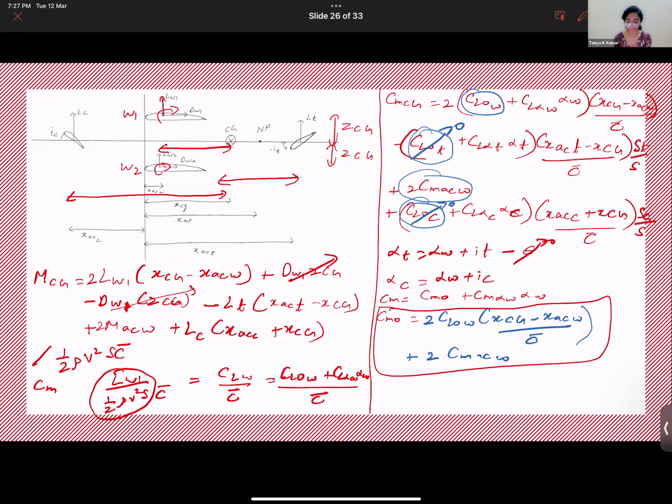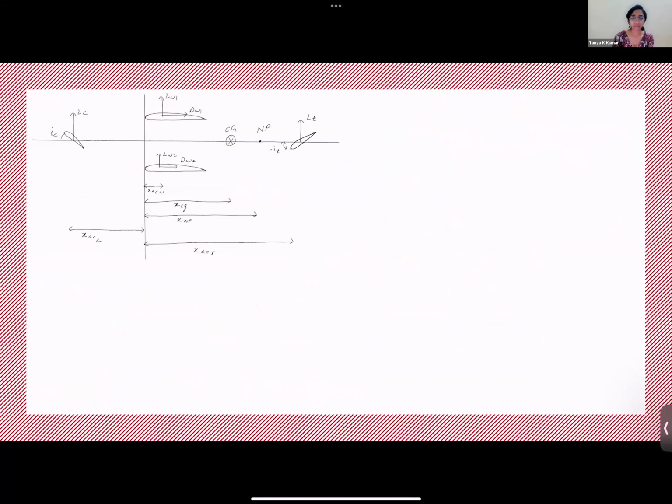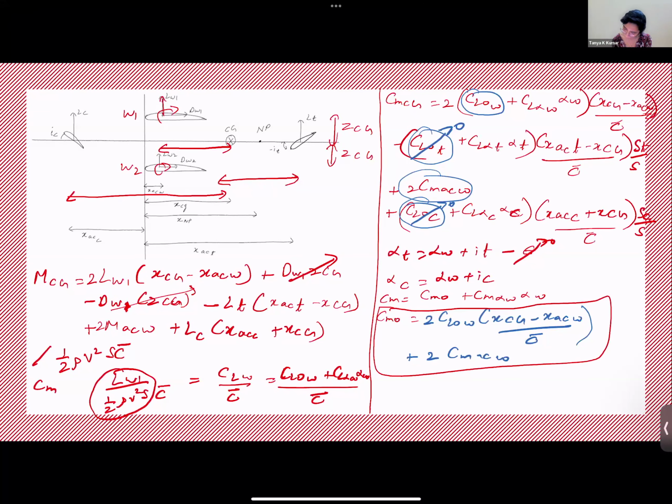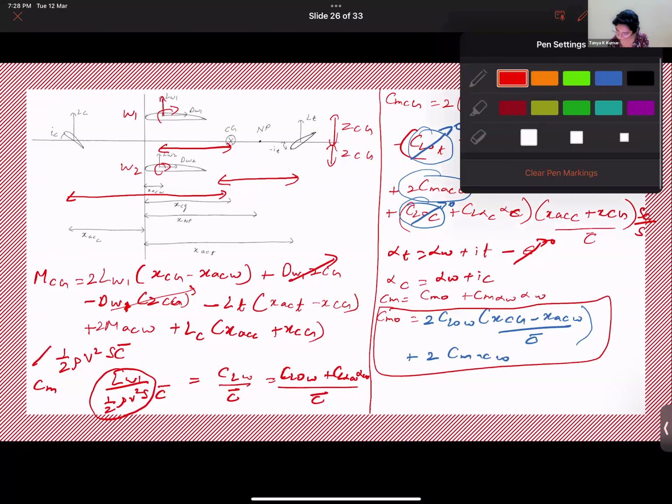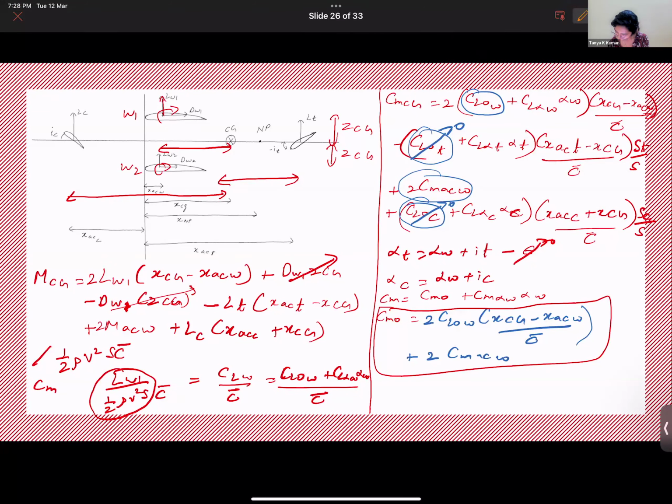Now let's find out Cm alpha. Let me write the equation again, or we'll have to go back and forth. So Cm alpha, what is the first term? Let's take another color. We'll have this, we'll have this. Correct?